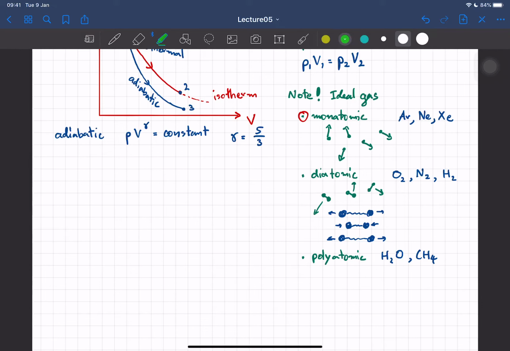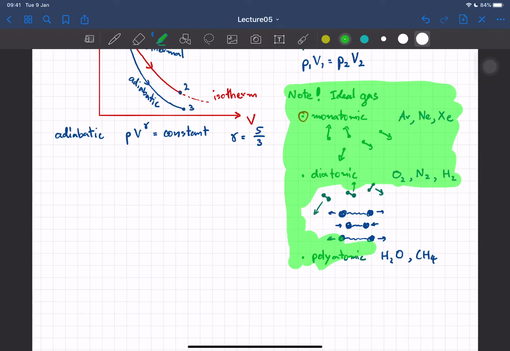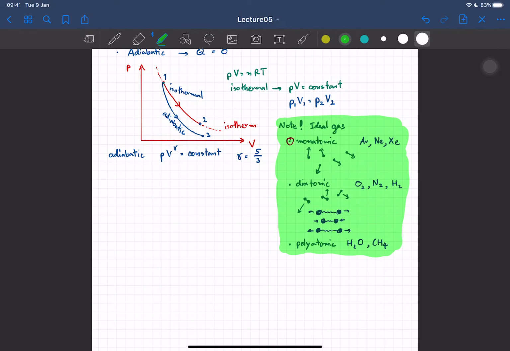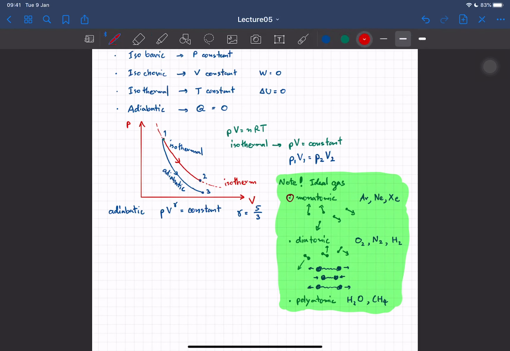Okay, so this one is kind of a side note, if you will, just to clarify, because most textbooks will go a little bit deeper than what we talk about in this class. So you know what we mean by diatomic gas, polyatomic gas, and monatomic gas. Okay, so I hope this is clear to everyone. So this is what we talked about in the last lecture.